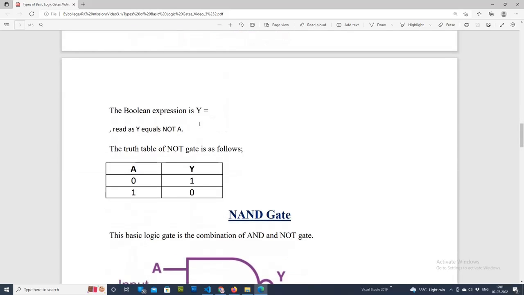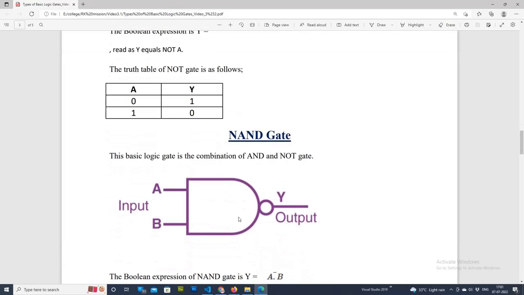The Boolean expression is y equals a bar. Okay, it reads y equals NOT a. The truth table of the NOT gate is as follows: a is 0 1, and y is 1 0.